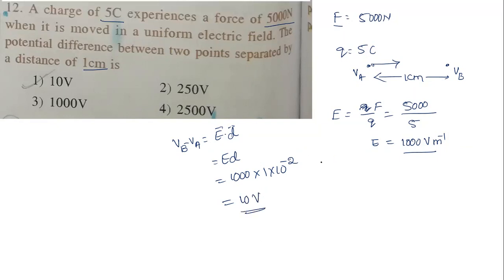Because look here, 1000 means 10 power 3, into 10 power minus 2, it will become 10 power 1, it means 10 volt. So the potential difference between the points VB and VA is how much? 10 volt, which is the correct answer. First option is correct. So this is a simple thing. You need to try to understand the question, it will be easy for you also. Okay, let us move on to the next question now.